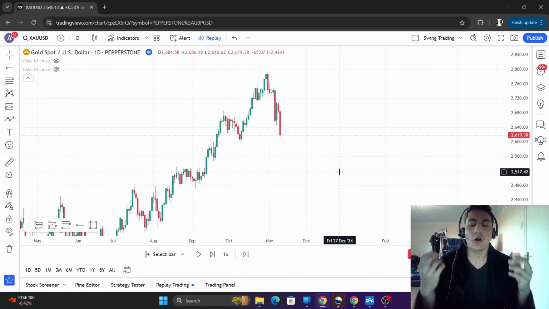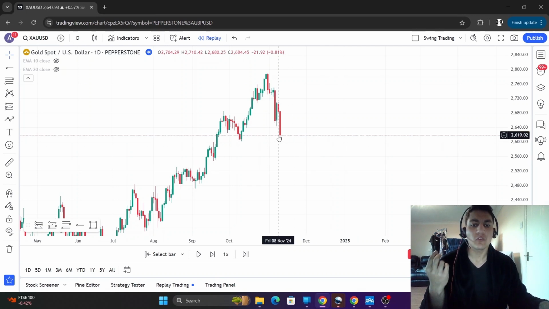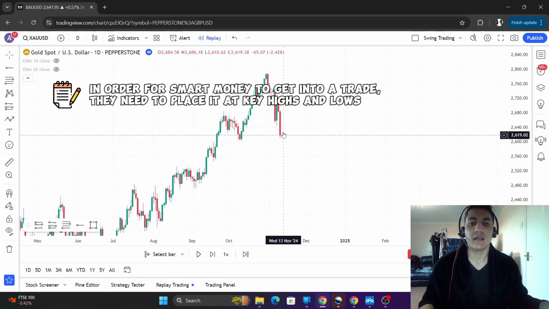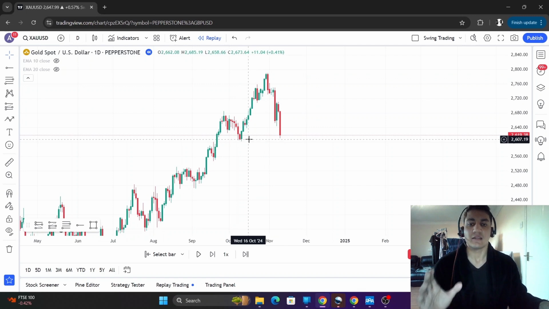Now, smart money are large banks, large institutions, hedge funds, all that sort of stuff, who have billions of dollars, and they move the market. We don't move the market. Day traders don't move the market. Scalpers don't. It's them with billions of dollars. They move the market. And in order for them to actually get their orders filled, and what that means is for them to actually get into a trade, they have to do business at key highs or key lows, right? That's it. That's what liquidity really is.